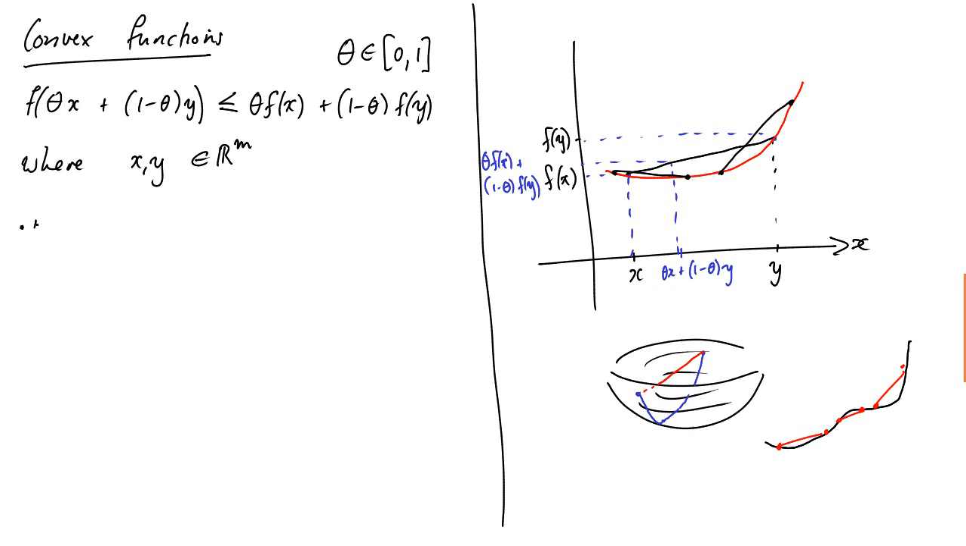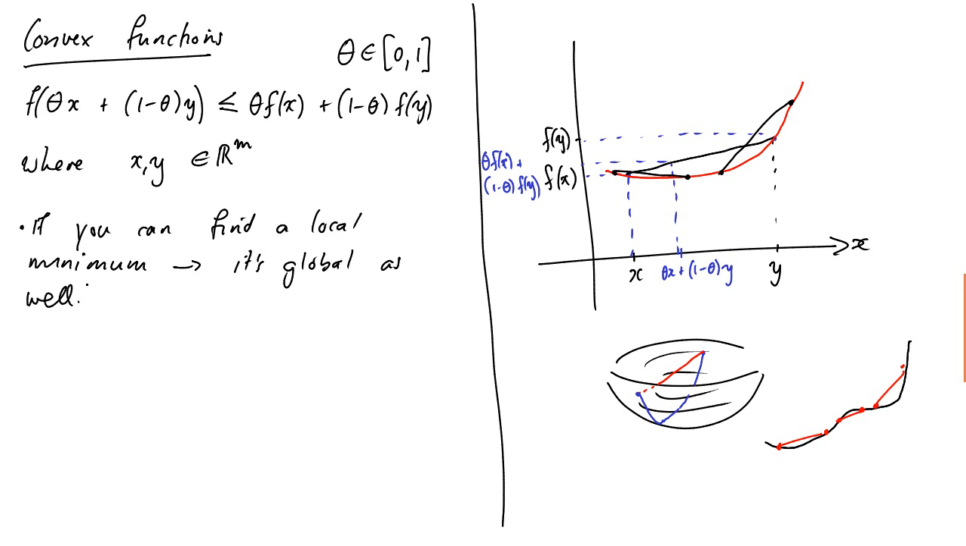So if you can find a local minimum, then it's global as well. There are no other local minima. So they're this really nice class of functions that are very easy to optimize, in the sense that if you find an optimum, then that's the global optimum of the entire function. There's guaranteed to be nowhere else that's lower than that point.